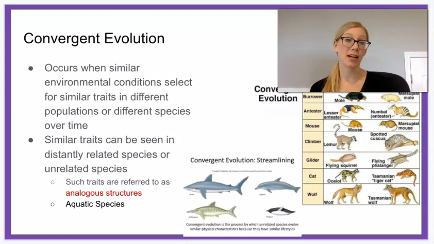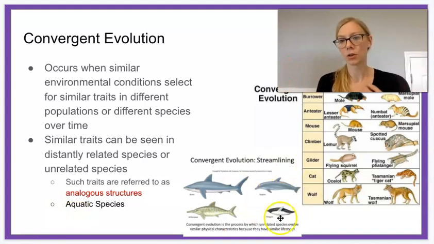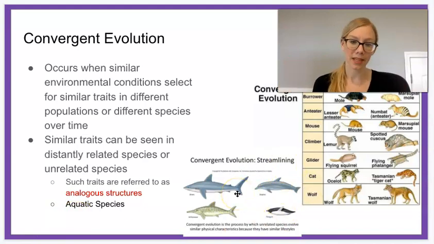So something else to know about is convergent evolution. Convergent evolution occurs when similar environmental conditions select for similar traits, but they're in different populations, and it might even be in different species over time. So what do we mean by that? We could see similar traits in, say, lots of aquatic species. And we would call these traits that are similar analogous structures. They're not necessarily exactly the same, but they're similar traits, even in things that are totally unrelated to each other.